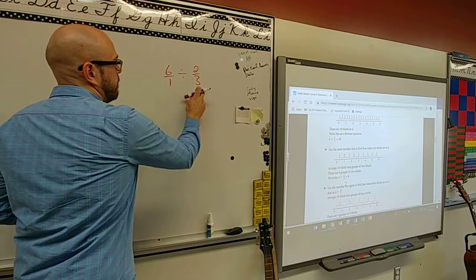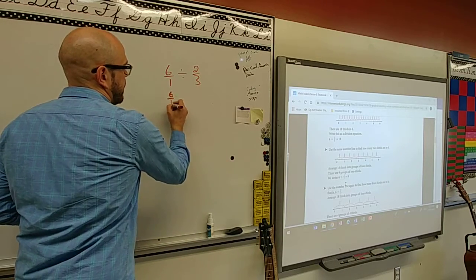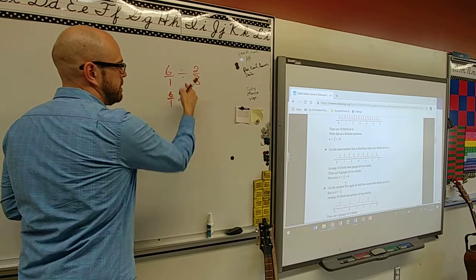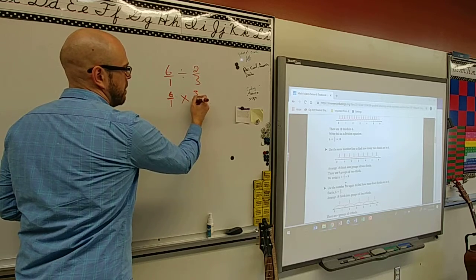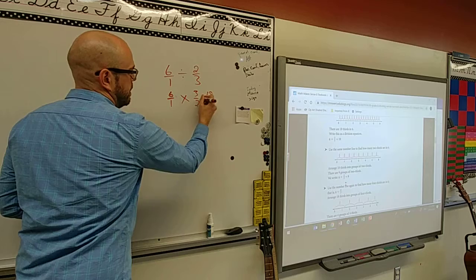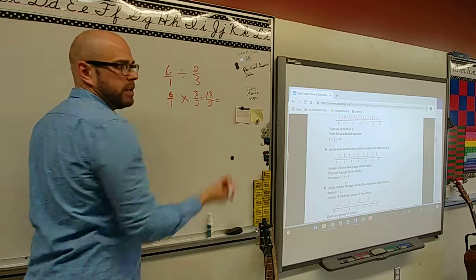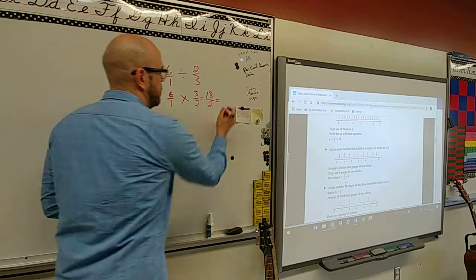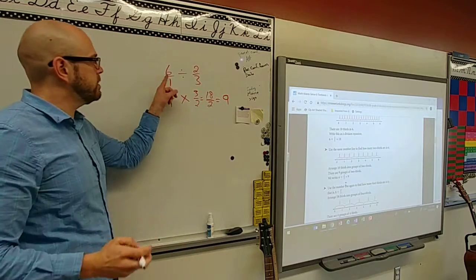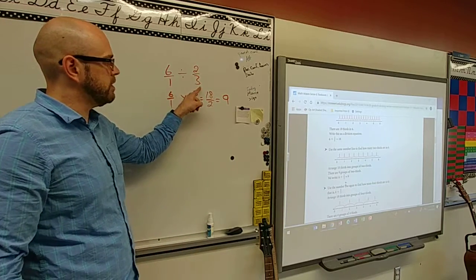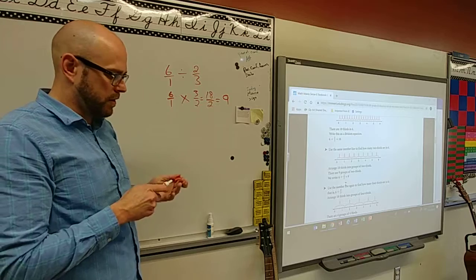So I know I got to flip. So now I got 6 over 1, flip this, and I got 18 over 2. What's 18 over 2? 9, you got it. So how many 2 thirds? If I take 6 and divide it into 2 thirds, I get 9 2 thirds in that.